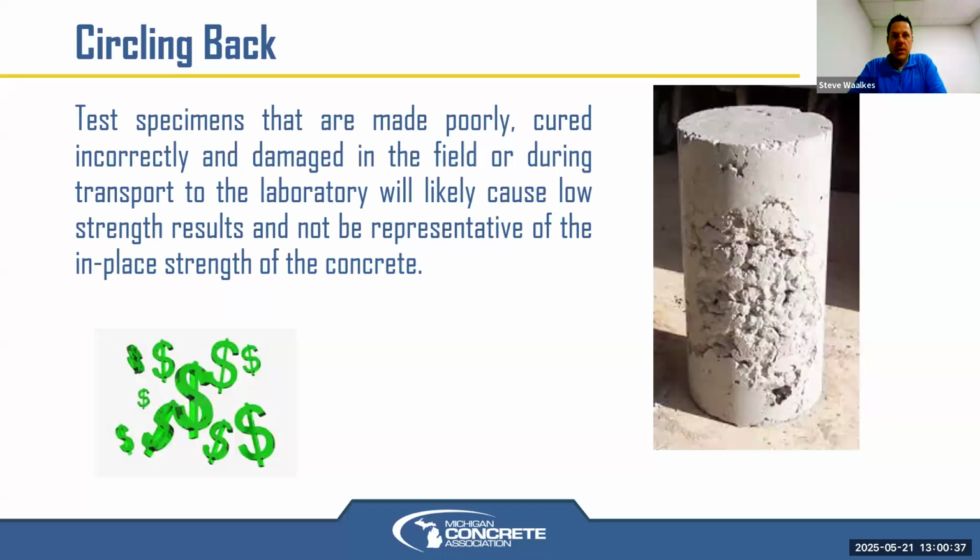Summarizing here: test specimens that are made poorly, cured improperly, or damaged in the field or during transport, that's the strength of that cylinder. That's not necessarily the strength of the concrete in the structure. So if you get a low break result, it's just a trigger to say, let's figure out what the problem is. Is it this cylinder? Was that the problem? Or should we go investigate the actual concrete that was placed in the field and look at that?